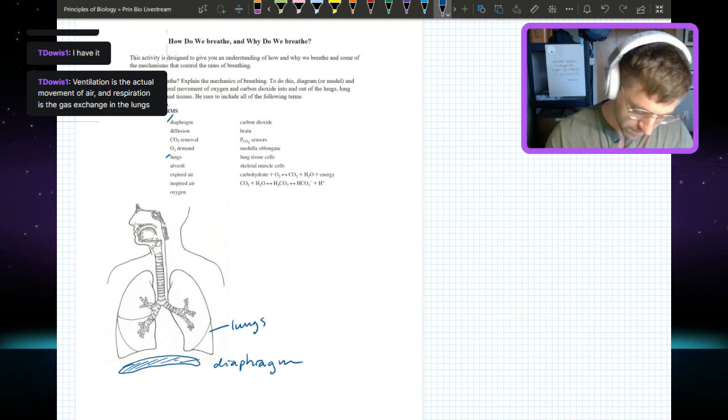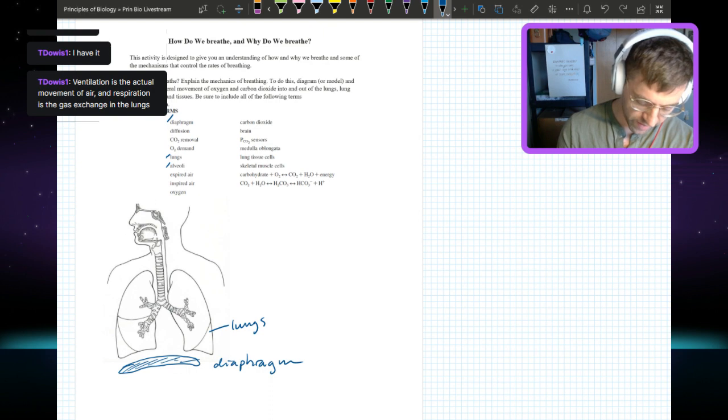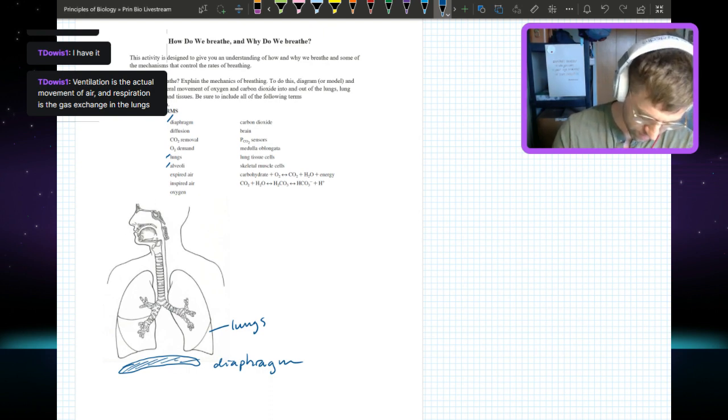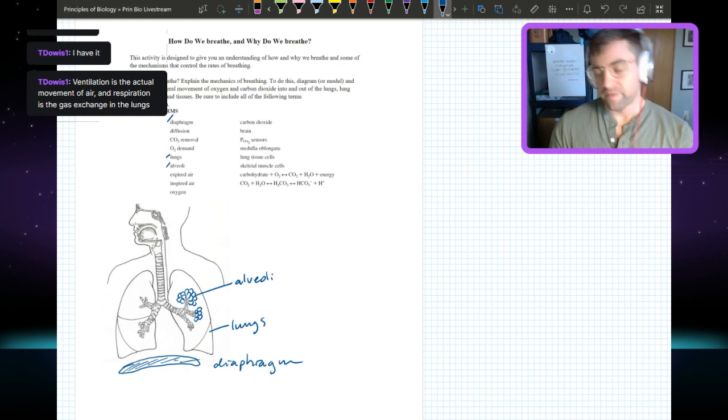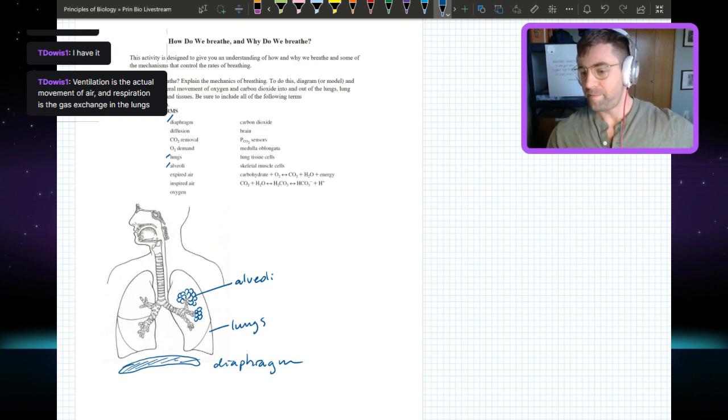Let's do alveoli. Alveoli are a component of the lungs, and this is the part that does gas exchange. This is where nutrients are really coming into the system. They look like bundles of grapes. If you ever have an opportunity to see a dissection, it's pretty cool.